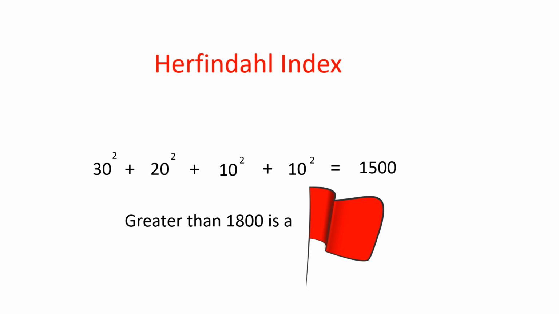So taking a look at these 4 companies, if we add together 30 squared plus 20 squared plus 10 squared plus 10 squared, that equals 1,500. Usually the federal regulators who are looking at these numbers to determine whether or not the concentration ratio is high enough to be concerned about antitrust policy, that typical number for the red flag is 1,800.